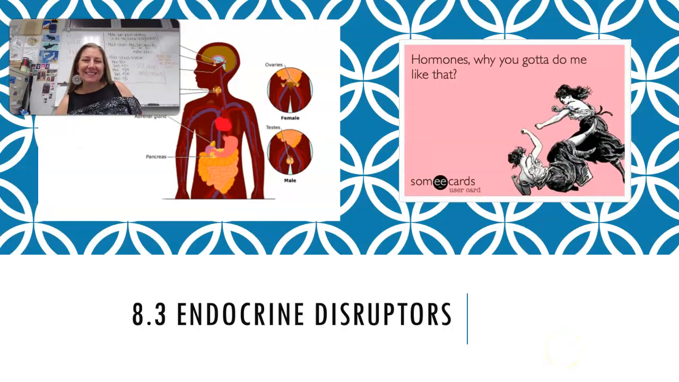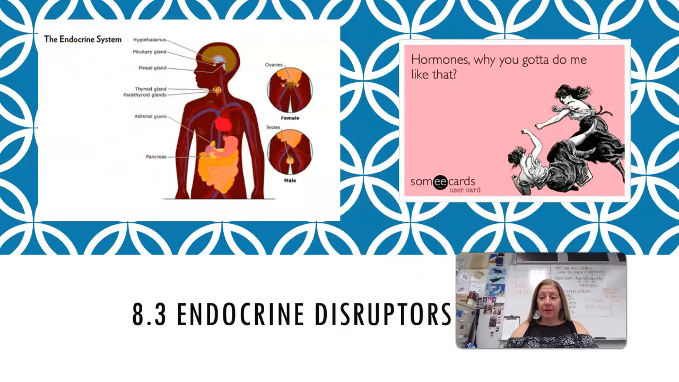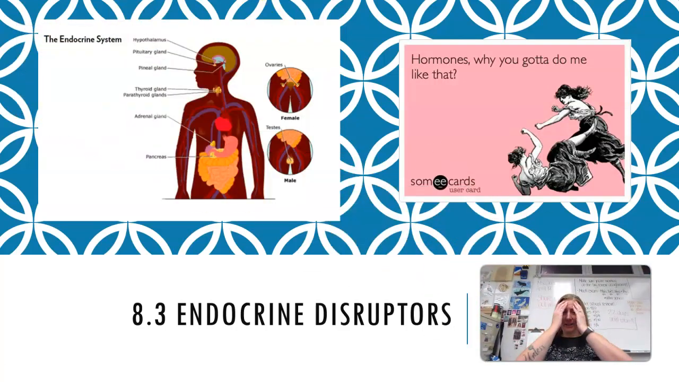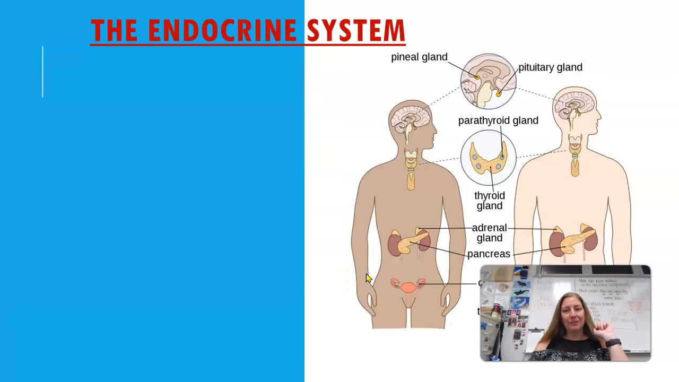Greetings. Let us talk about topic 8.3, which is endocrine disruptors. This is also going to lead us into other parts of Unit 8, looking at human health and pollution. But here's 8.3. It's going to be real fast.